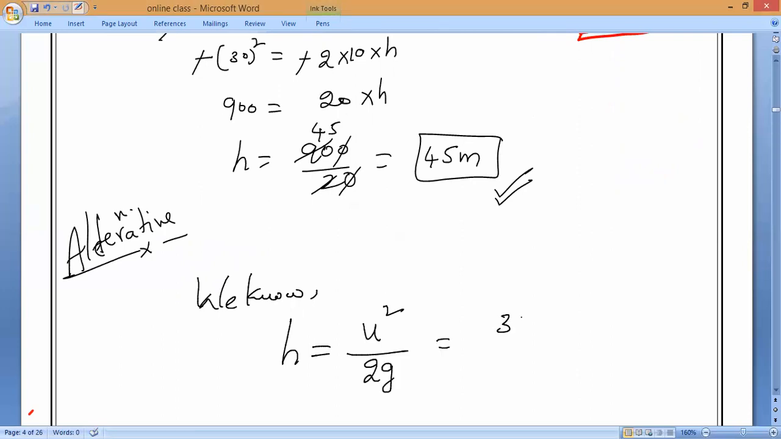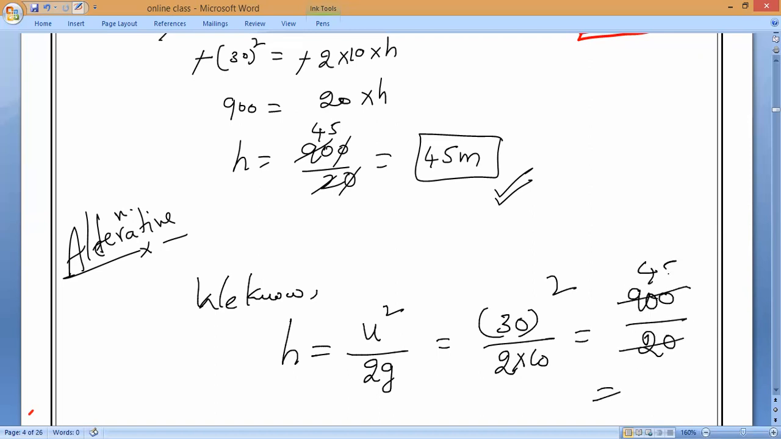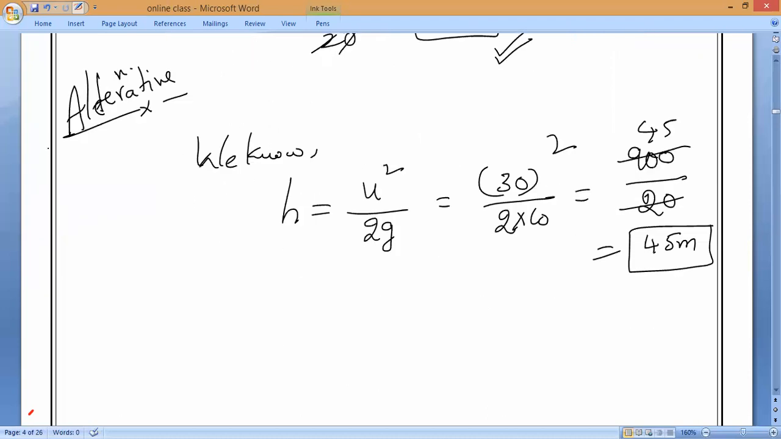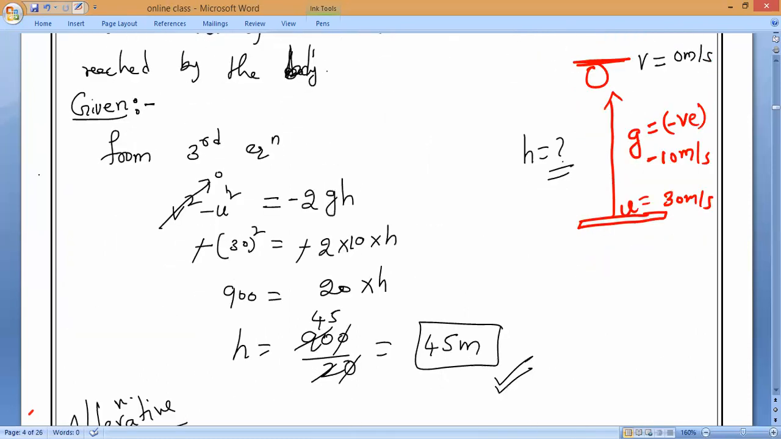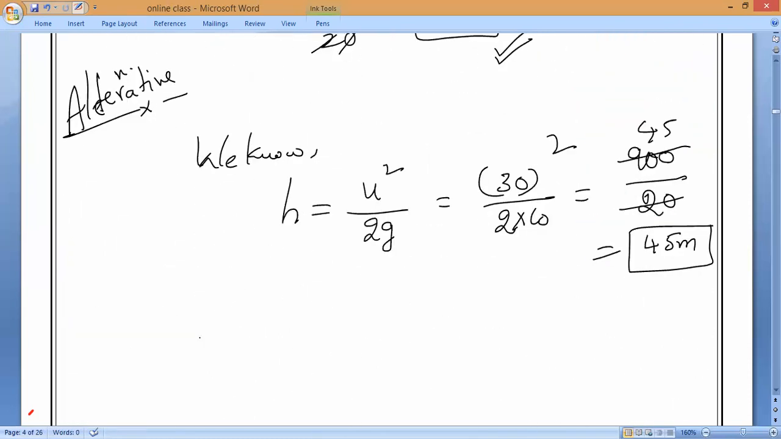U is 30, so 30 whole square divided by 2 into 10, which is 900 divided by 20, which is equal to 45. So directly we get the answer. Have you understood how simple it is? That is the knowing of formulas. All people will solve based upon the general method, and they'll struggle somewhere, commit mistakes and get the wrong answer. But if you use the formulas directly, are you getting the answer or not? That is what I want to say.